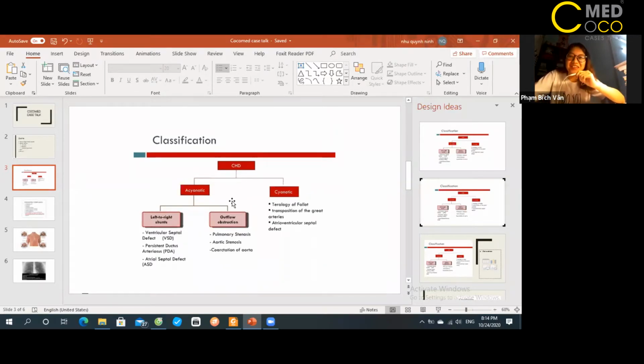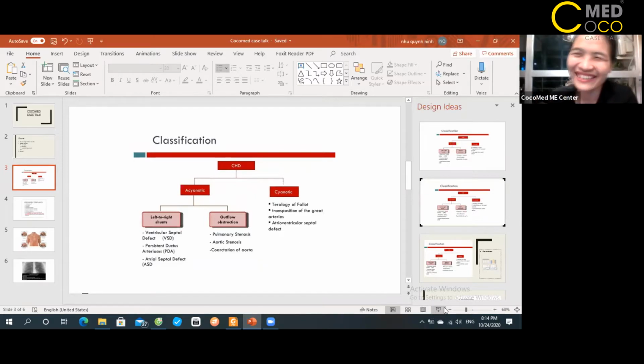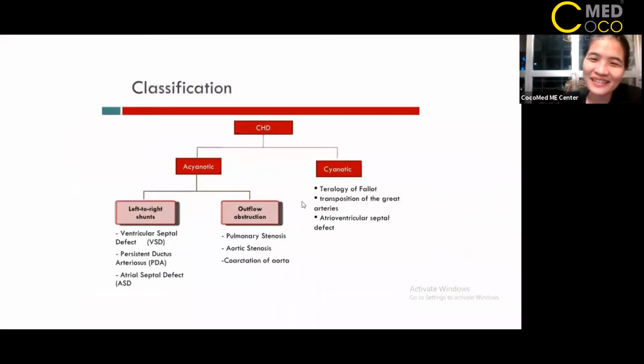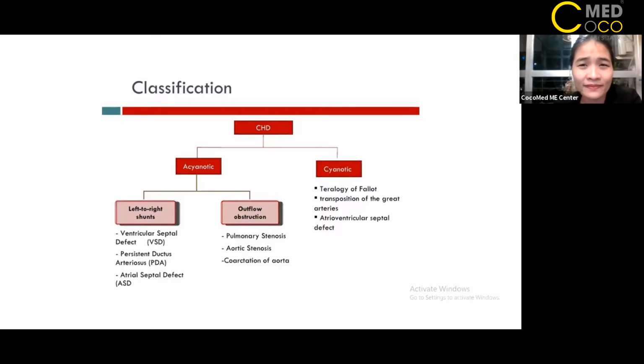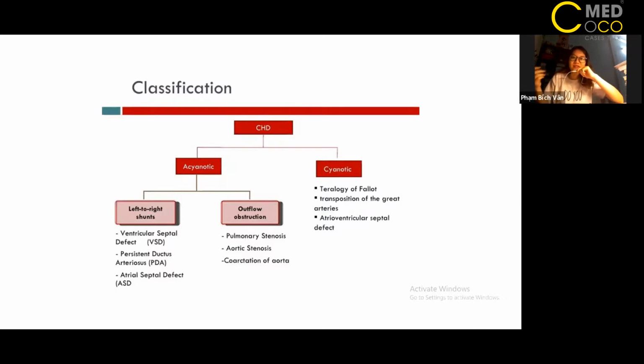I'm trying to read the slide. Another cause is outflow obstruction, caused by something that obstructs the flow of the blood, maybe in the artery, or in the pulmonary artery.